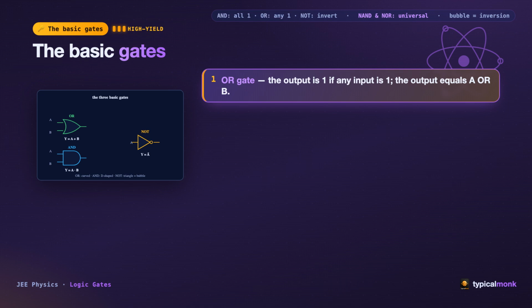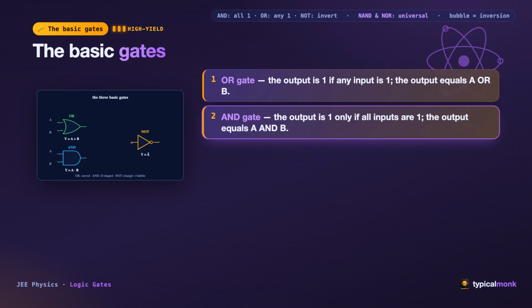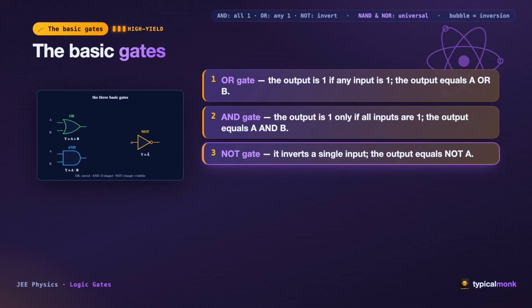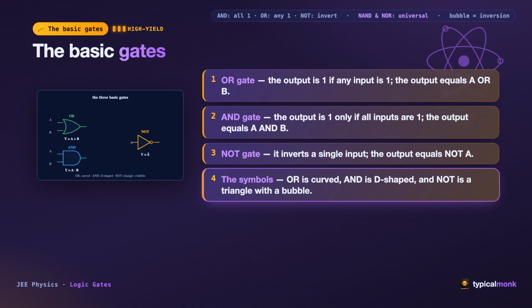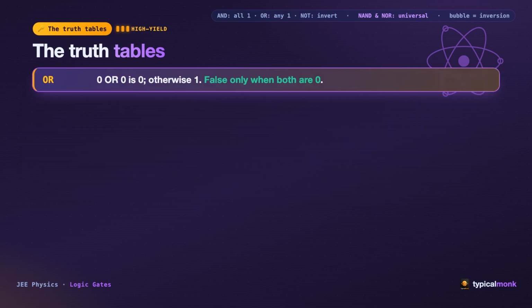Now, look at the picture. The three basic gates. The OR gate. Its output is 1 if any input is 1. The output equals A or B. The AND gate. Its output is 1 only if all the inputs are 1. The output equals A and B. The NOT gate. It inverts a single input. The output equals not A. The symbols. The OR gate is curved, the AND gate is D-shaped, and the NOT gate is a triangle with a small bubble.